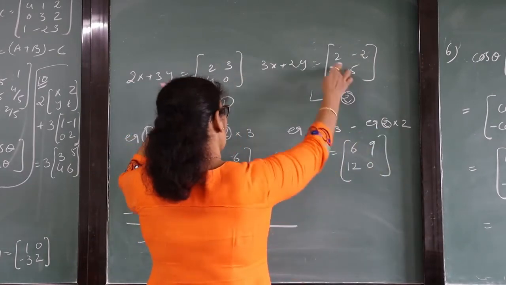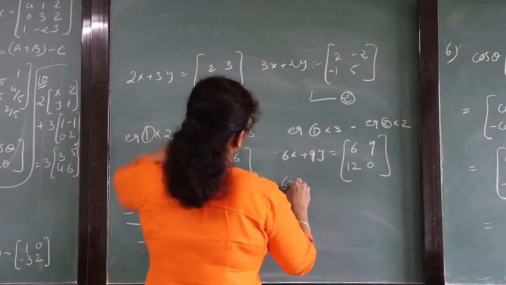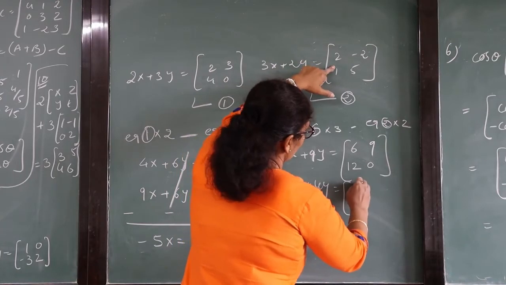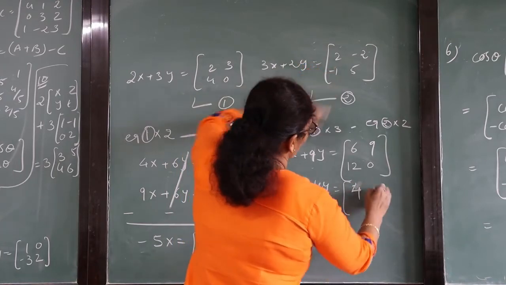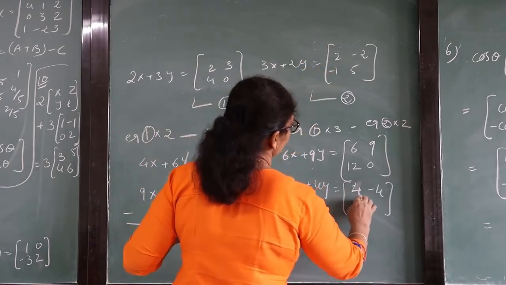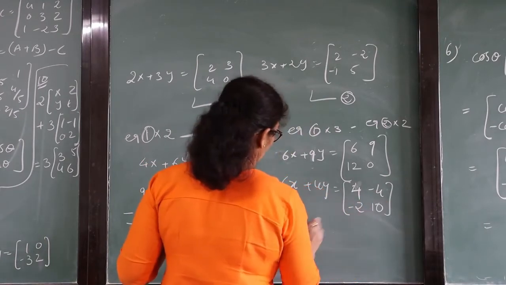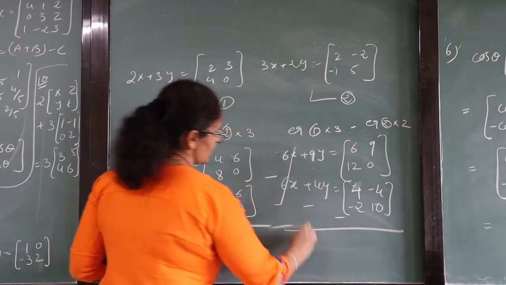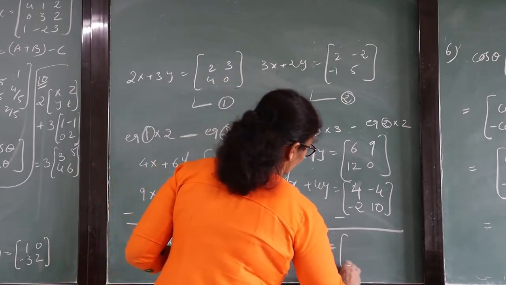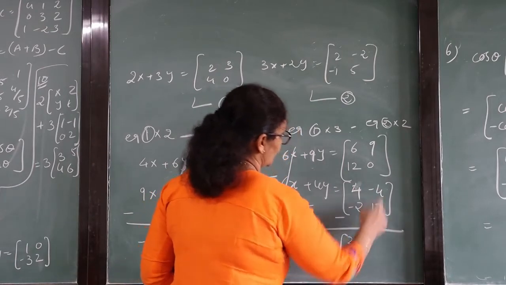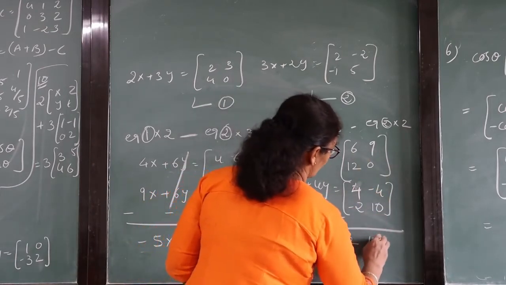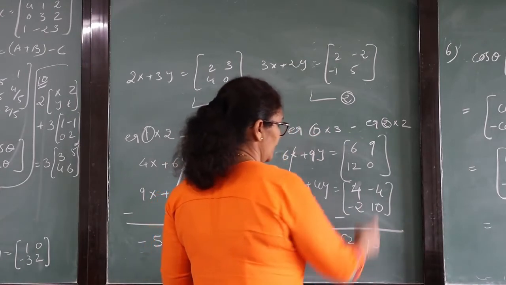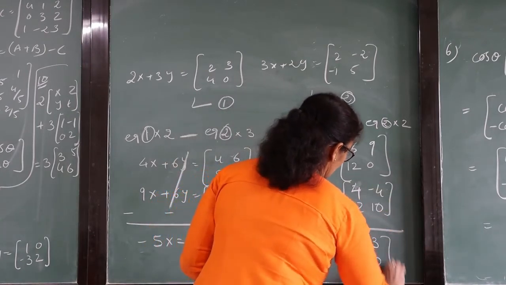Similarly, the second equation will be multiplied with 2. So 3 2s are 6, 2 2s are 4y. And the constant also multiplied with 2. Now simple, again subtraction of it. So this will be cancelled. You will get 5y equal to 6 minus 4 will be 2, 9 minus minus plus 4 will be 13, 12 minus minus plus will be 24, and this will be minus 10 subtraction.